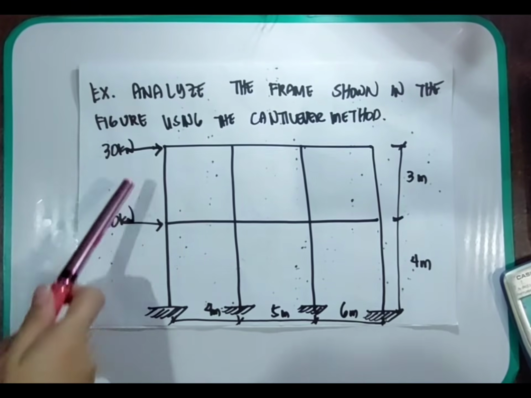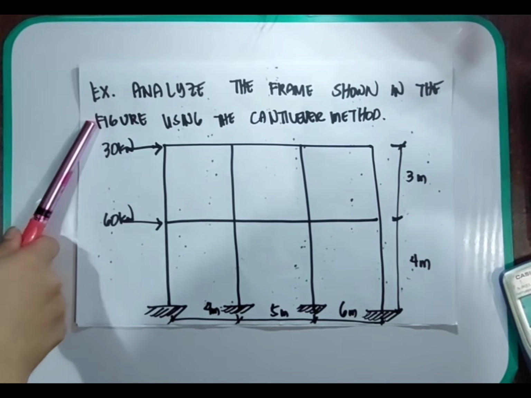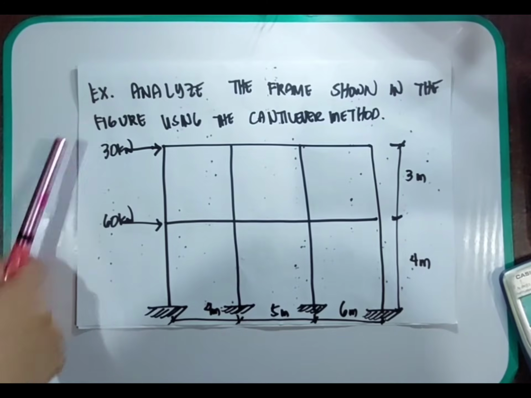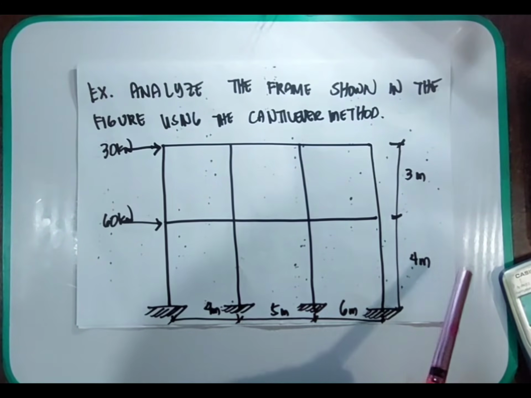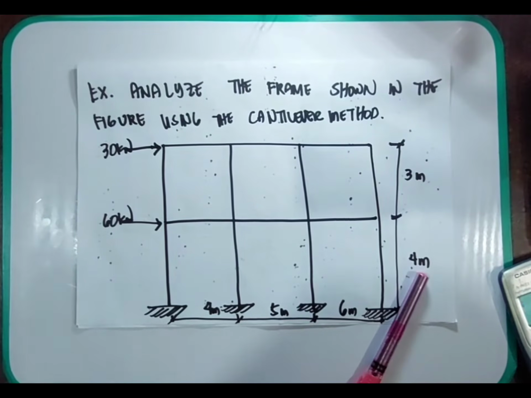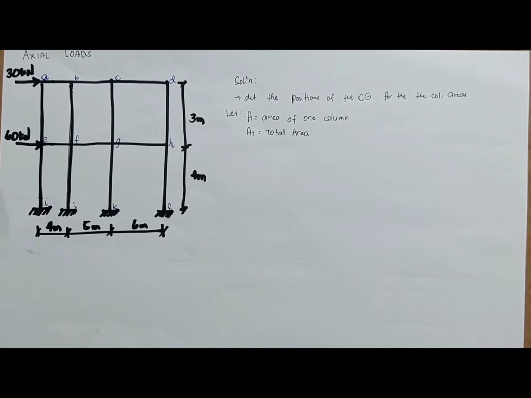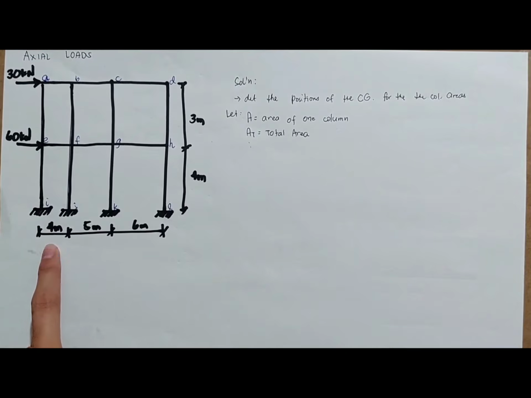Given this problem, example, analyze the frame shown in the figure using the cantilever method. So as you can see, we have 30, 60, 4, 5, 6, 3, and 4 meters. Okay, good day. Our topic is about axial loads. So we have here frames. Lateral loads yan. We have 30, 60, 4, 5, 6, and then the height is 4 meters and then 3 meters.